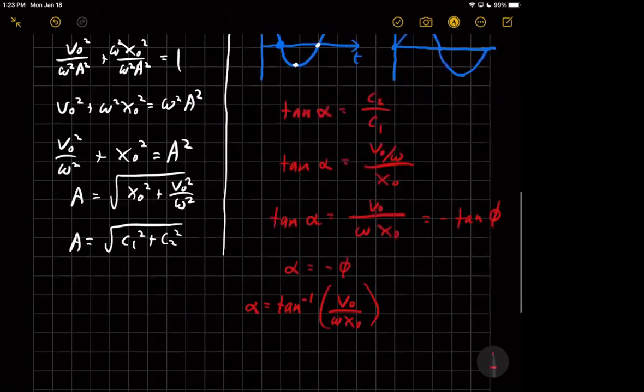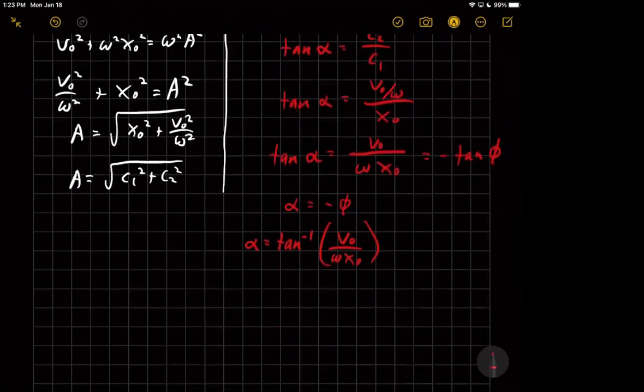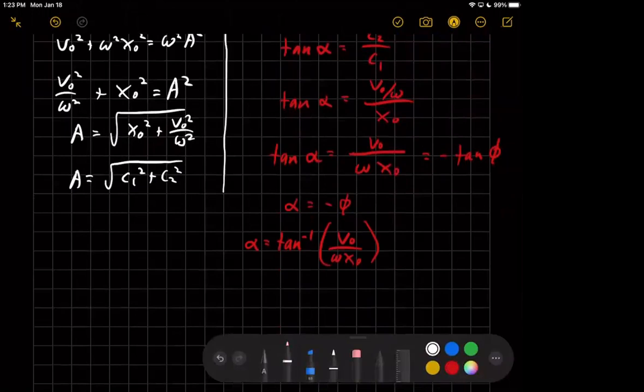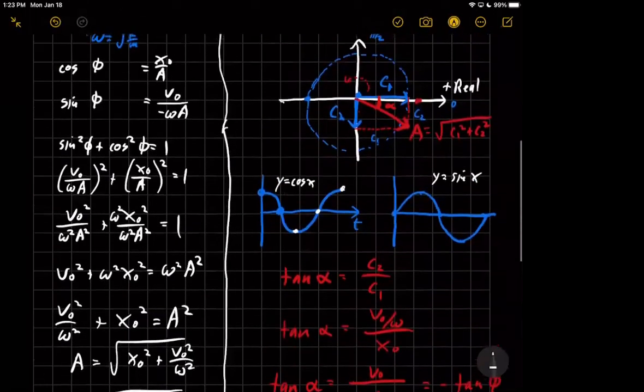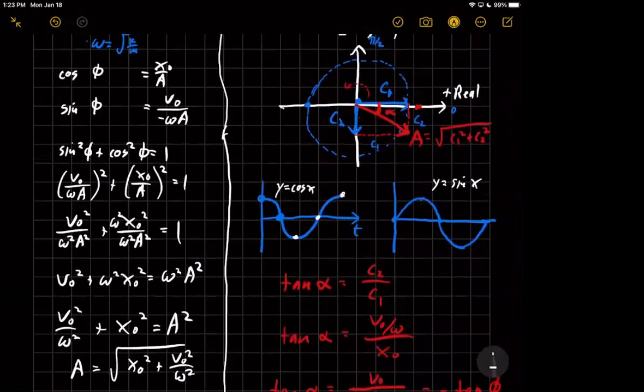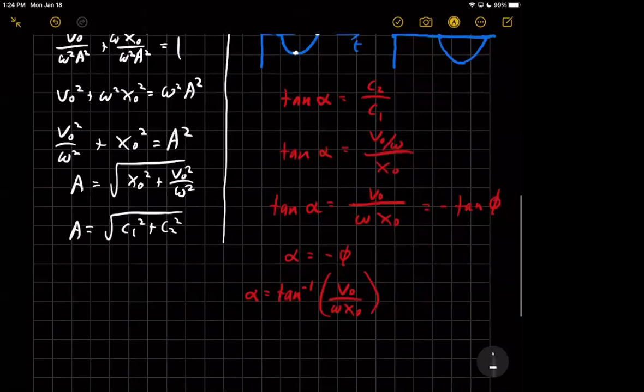Okay, so just continuing onward here, we do have to be careful. This works very nicely if we're in quadrant 1 or 4, which would mean that we'll be in quadrant 1 or 4 when C2 is positive, or in other words, when X naught is positive. This is true when X naught is greater than or equal to 0.